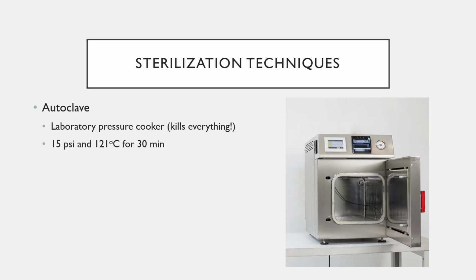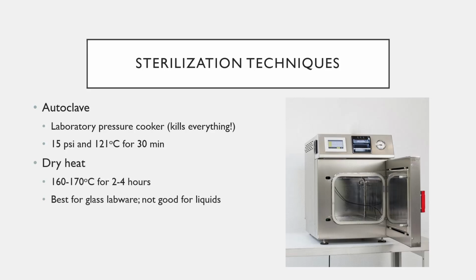An alternative to the autoclave is dry heat. Dry heat requires heating up a sample to 160 degrees to 170 degrees Celsius for 2 to 4 hours. This type of sterilization is best for lab glassware, and it's not good for liquids, and you can imagine why: it is because liquids boil at around 100 degrees Celsius. So this requires a heat that is much higher than the normal boiling temperature of water.